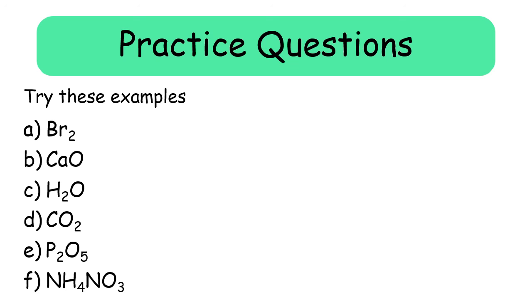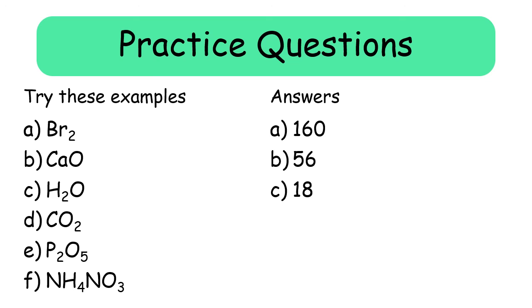Hopefully, you've had a go at working out each of these, and I've got the answers available for you now. So Br2 should be 160, CaO should be 56, H2O should be 18, CO2 should be 44, P2O5 should be 142, and that final one, NH4NO3, should be 80. Now, hopefully you've been able to get the majority, if not all of those correct, and that has been a quick go through of how to work out formula mass if you know the chemical formula for a compound.